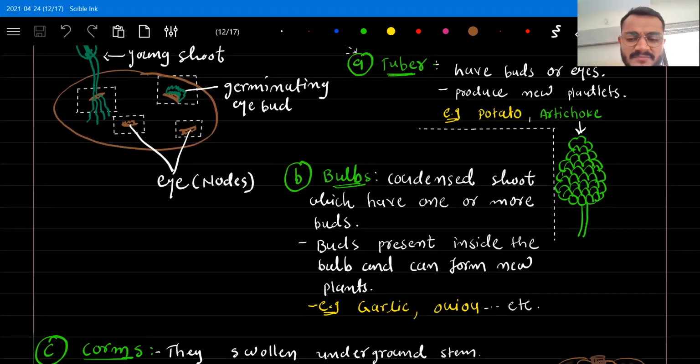Bulb, so it is a bulb kind of structure. You can also see the leaves layered on each other, just like in the example of the onion, you can see, right? So these are the bulbs.